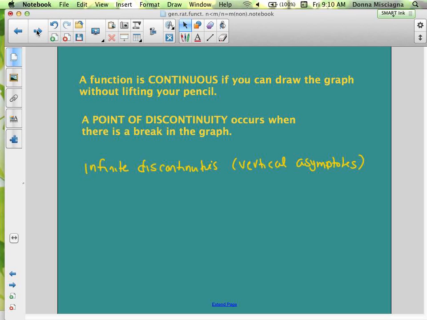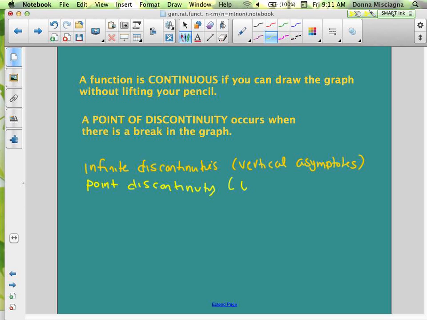A point of discontinuity occurs when there is a break in the graph. Ones we've seen so far are called infinite discontinuities. Right? There's vertical asymptotes. They call it infinite because it goes on forever. We have another type of discontinuity that we'll see in a later lesson, and that's called a point discontinuity. A point discontinuity is basically, whoops, wrong hole. I was about to spell hole with a W. That would be the wrong hole. It is basically a hole in the graph. We'll see those in a later lesson.